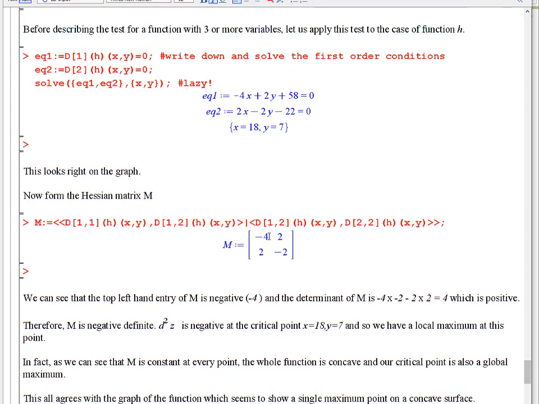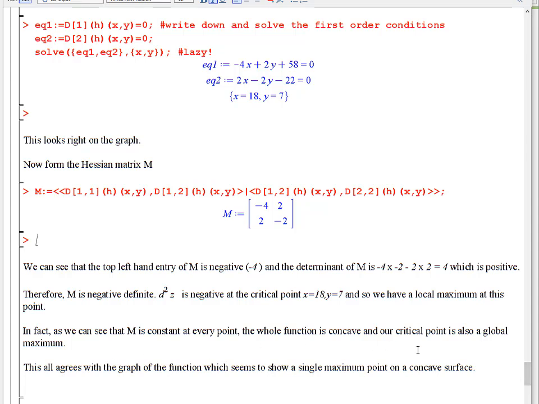Now, because this is negative and the determinant is positive, 8 minus 4 is 4, which is positive, so it's negative and then positive. That means the whole matrix is negative definite, which means that this is negative in any direction. So in any direction you go, the slope is decreasing, so you must be at a local maximum because this is negative. So negative definite, local maximum. It's a local maximum because in this case you can see this matrix never changes. So it's concave everywhere. It's not just one point. So it must be a global maximum as well.